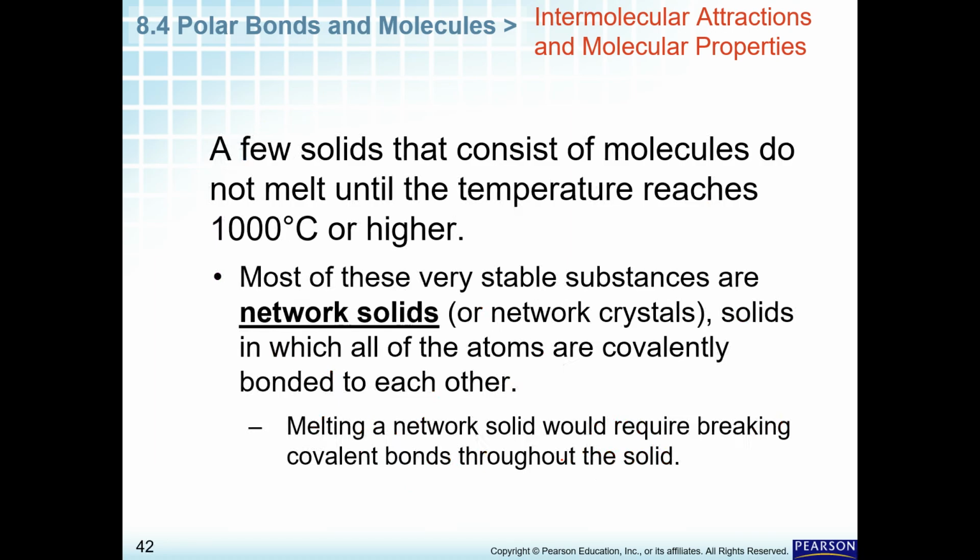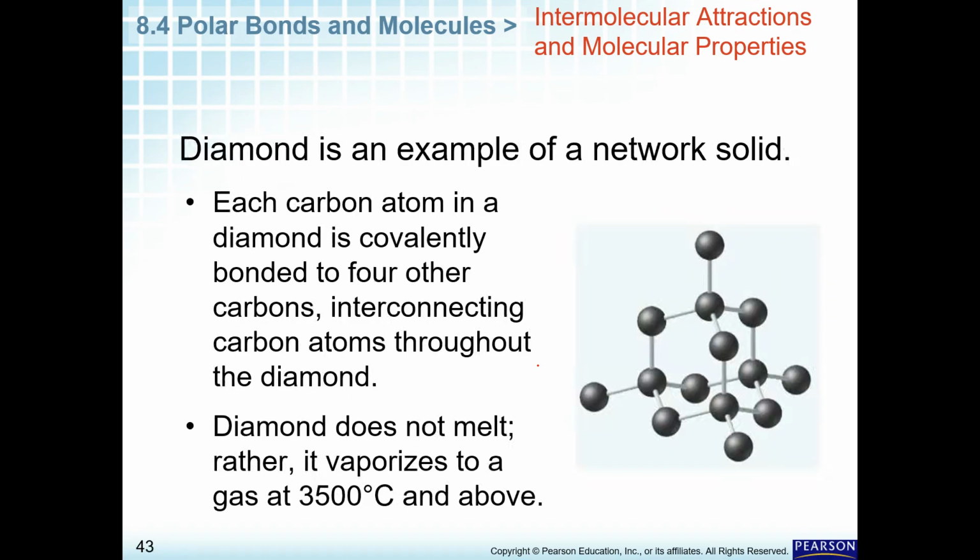Last but not least, there are a few compounds that form solids, and they consist of molecules that do not melt at very high temperatures. These covalent compounds we sometimes call network solids. These are very, very stable, and they are stable because all of the atoms are covalently bonded to each other in such a way that it creates this big, huge, very strong network. It takes a lot of energy to break every single one of these bonds that are holding it together. A good example of this is diamond.